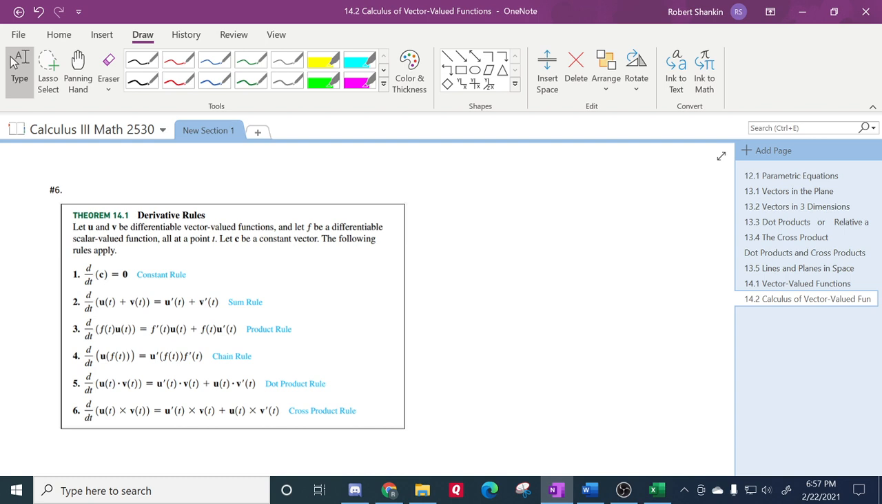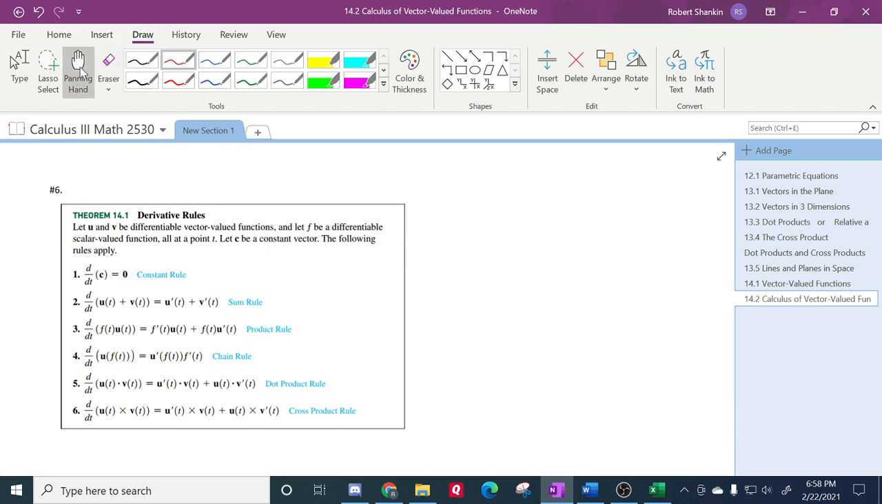Small f is a differentiable scalar valued function at all points t. Let C be a constant vector. Like we expect, the derivative of a constant vector, if the function just never moves, it's just a vector that's constant, then it's going to give us a 0 vector as the result here.